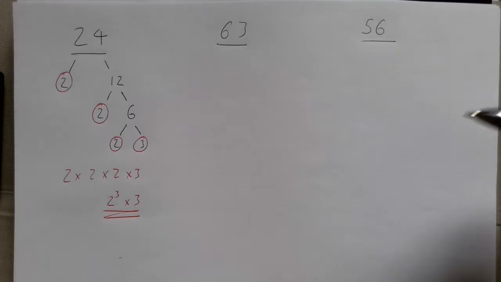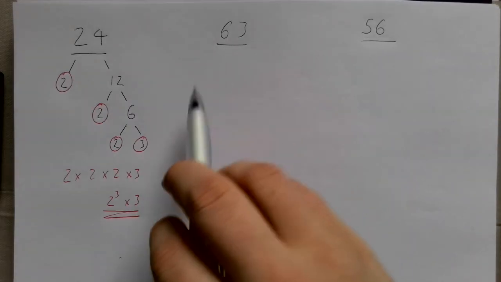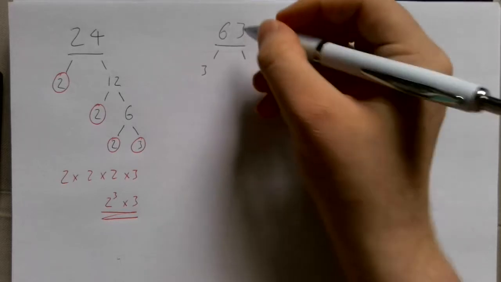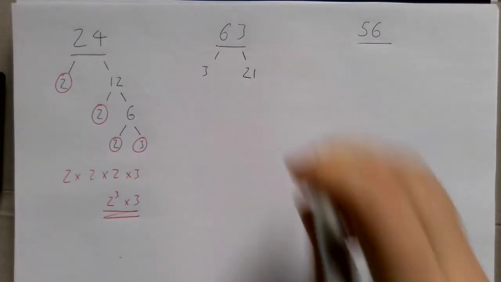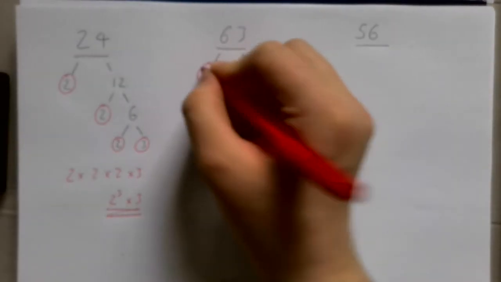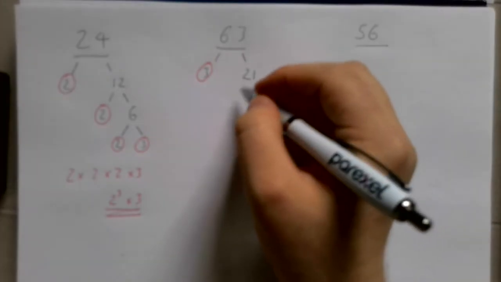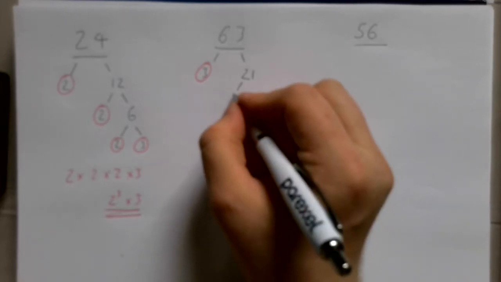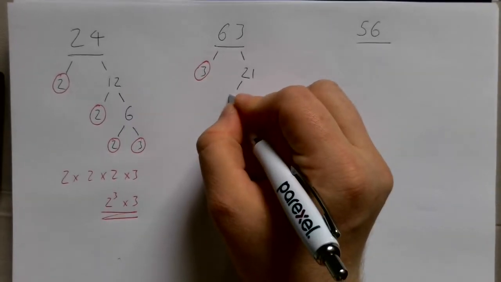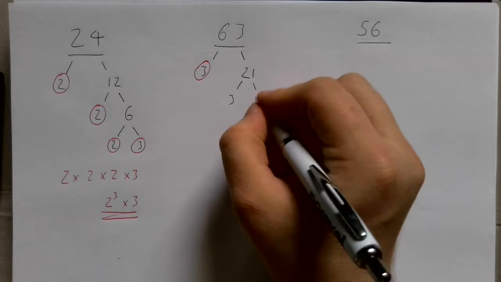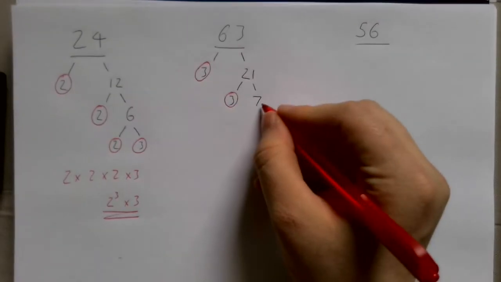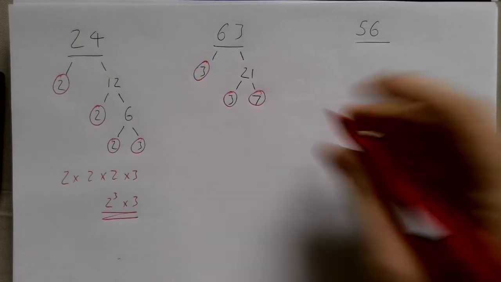63, not even, so I can't divide it by 2, but I know that 3 goes into 60, and I know that 3 goes into 3, so I know that 3 goes into 63, and it goes in 21 times, okay? So close off my 3. 21, I know is in my 3 times table. I know 2 doesn't go into it because it's not even, but I know it's in my 3 times table, so I'm going to divide it by 3, and 3 goes into 21 7 times. Okay. And our 7's prime, so I'm going to close that one off as well.